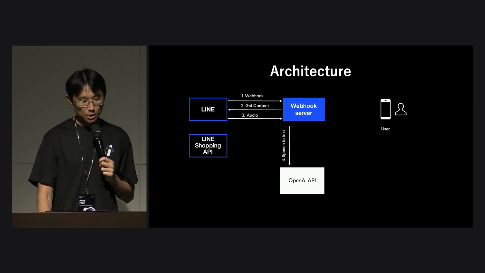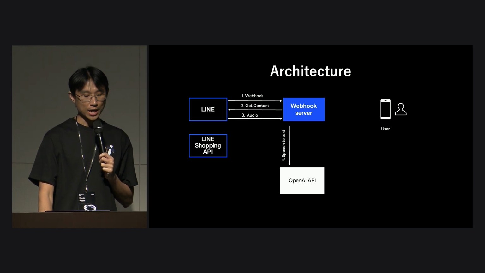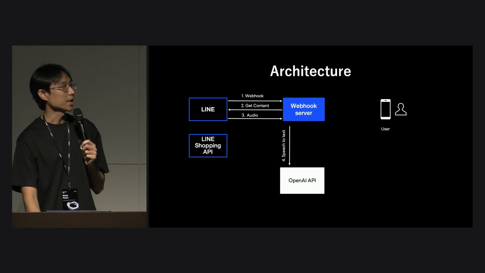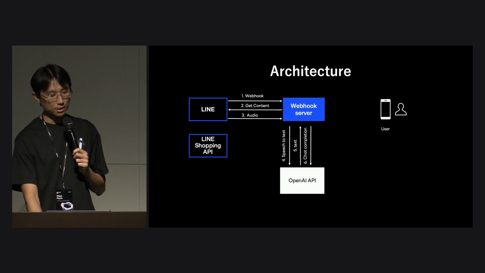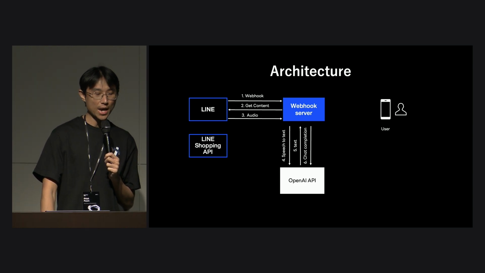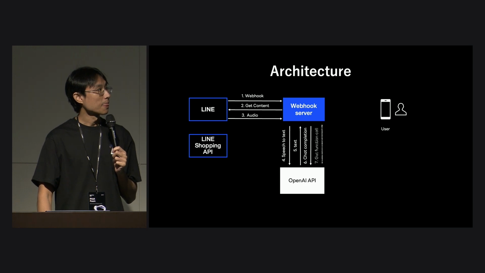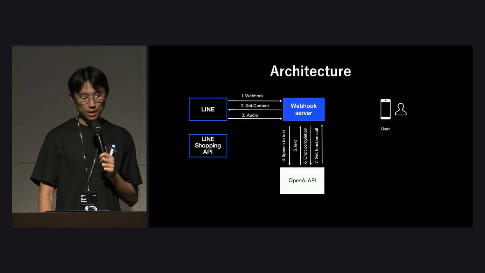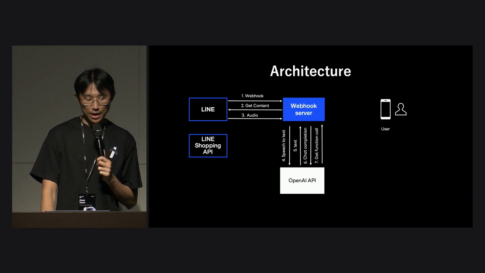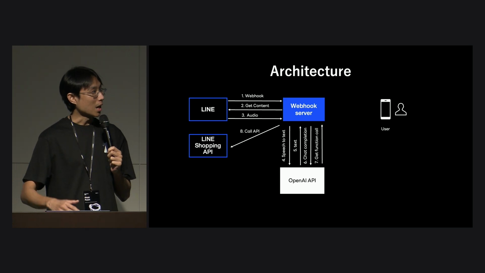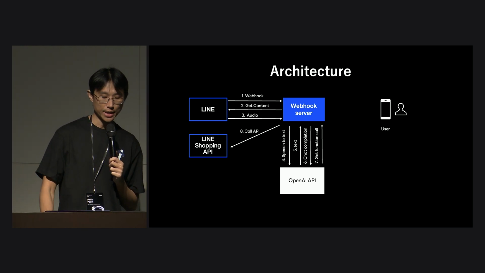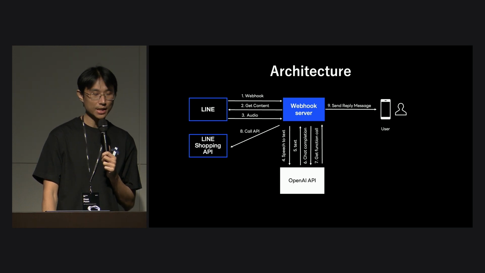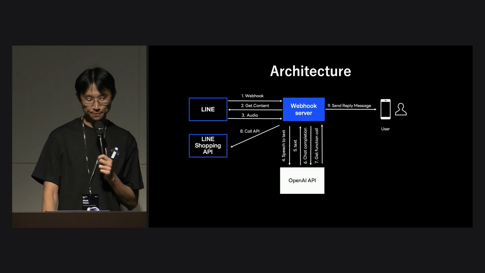After that, we use the OpenAI API to transcribe the audio into text, and then we get the text back. We do another round of API, the completion API, and then we get the function call. After we know what we should call, we call the API, get the result back, and send a reply message to the user.